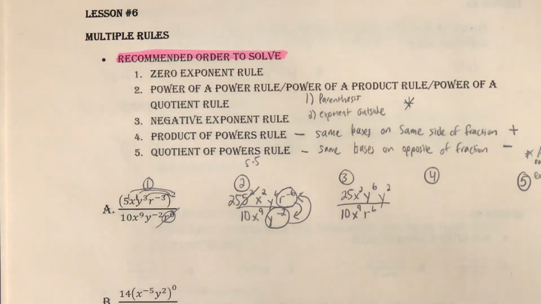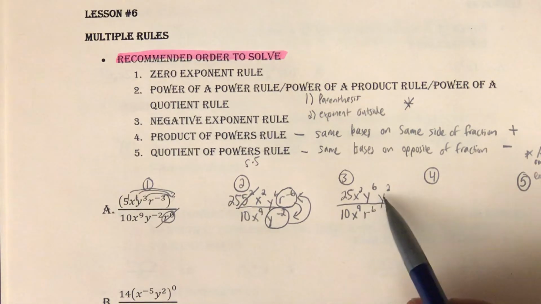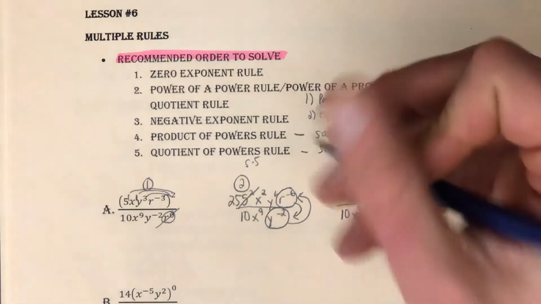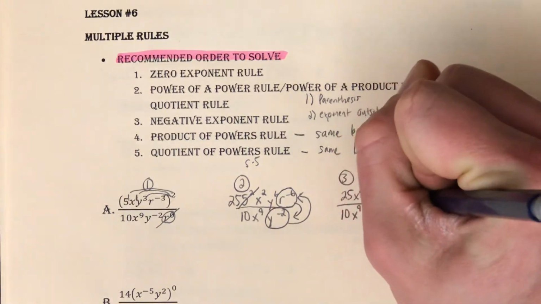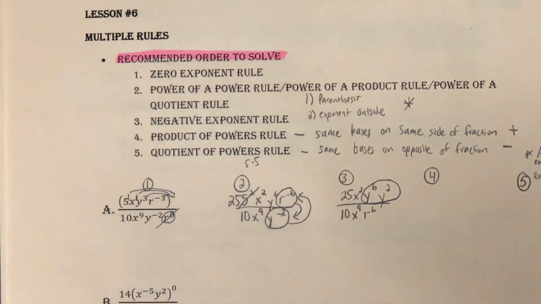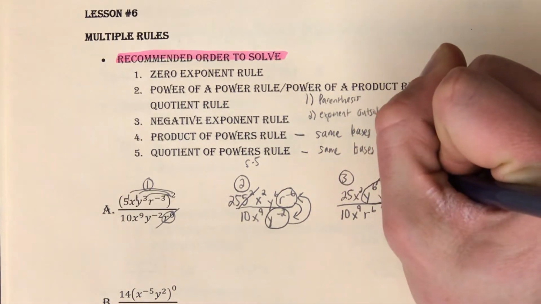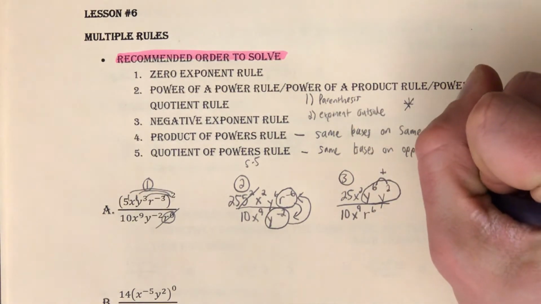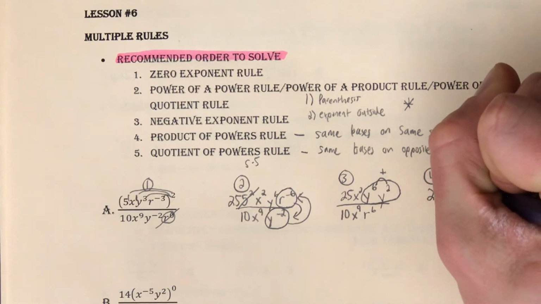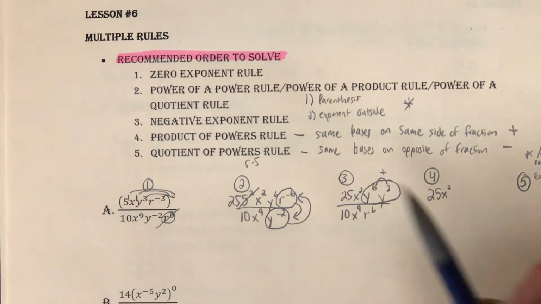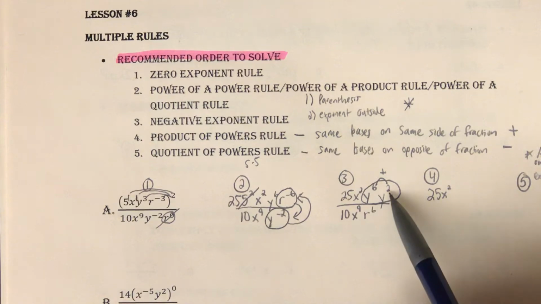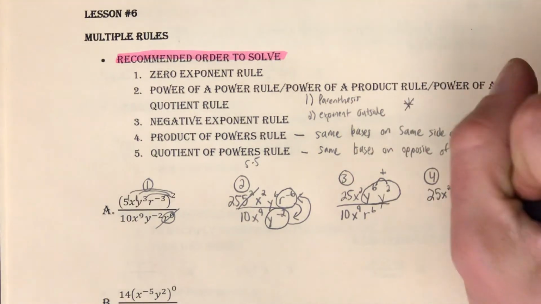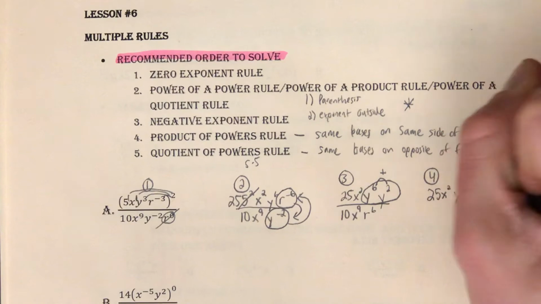So I want to look at just the top first and see if I have any. Then I'll look at just the bottom. So on the top, I see that I have y's here that are the same base. So with this rule, I am going to combine the y to the 6th and y squared by adding the exponents. Now that means my 25x squared doesn't change, so I'm going to rewrite that. So 25x squared is going to stay where it's at. And then y to the 6th and y squared make 6 plus 2 is 8. So this becomes y to the 8th.